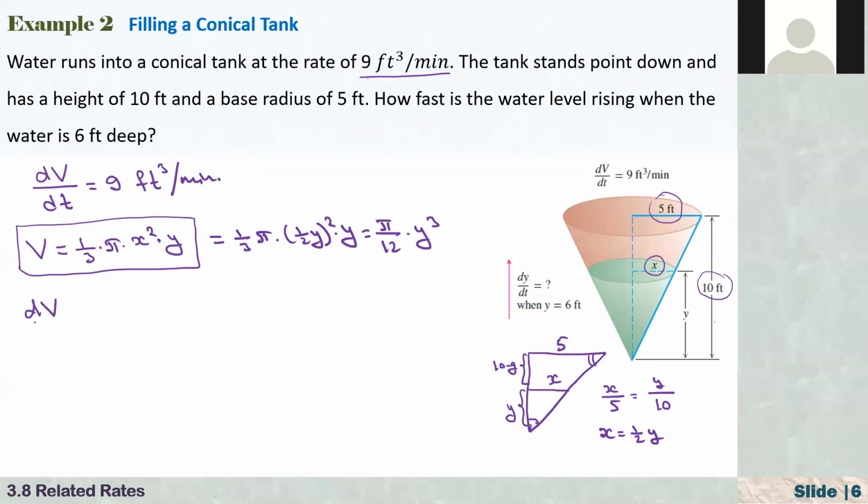Here we have dV/dt. That is the rate of change of the volume of the water, right? On the right-hand side, pi over 12 is a constant number. Now I need to differentiate y with respect to t, right? It's just a composite function. Here we have 3 times y squared times dy/dt.